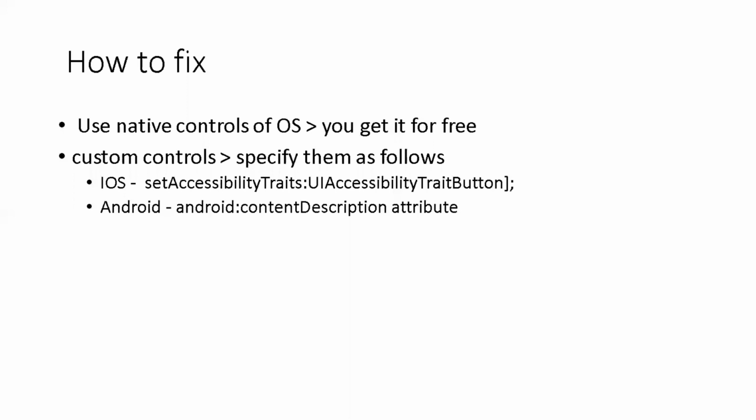For Android, you can use the content description and say button or heading, whatever the type of element is. Be careful that you don't give wrong information or a wrong trait or role to the control, so that the user might get confused.